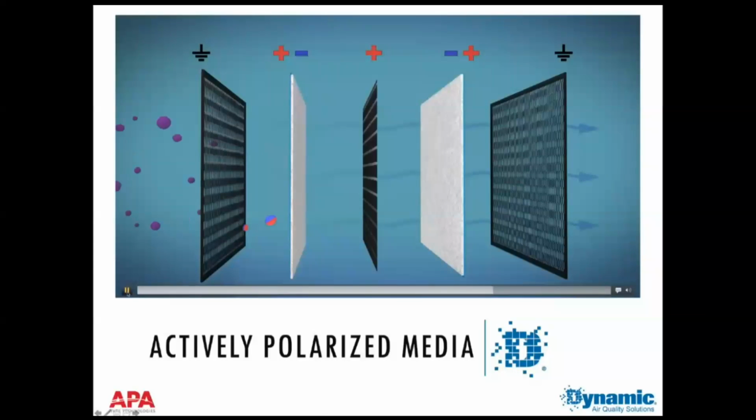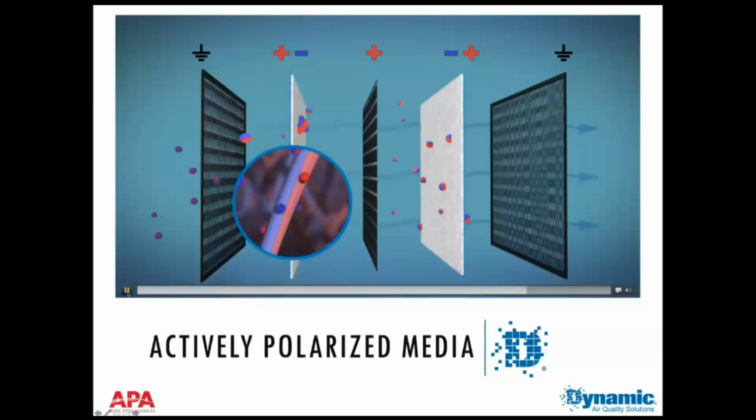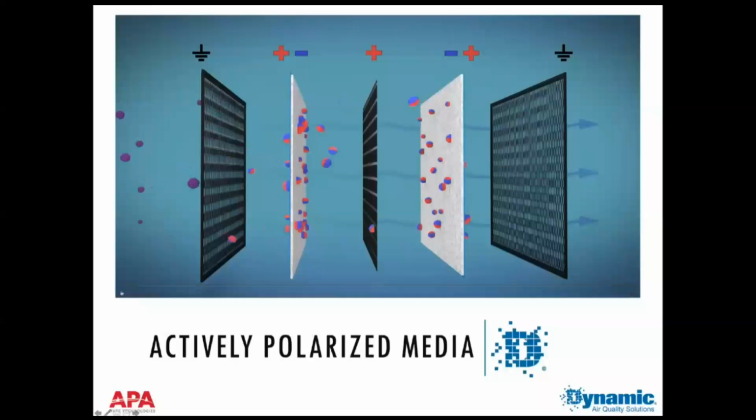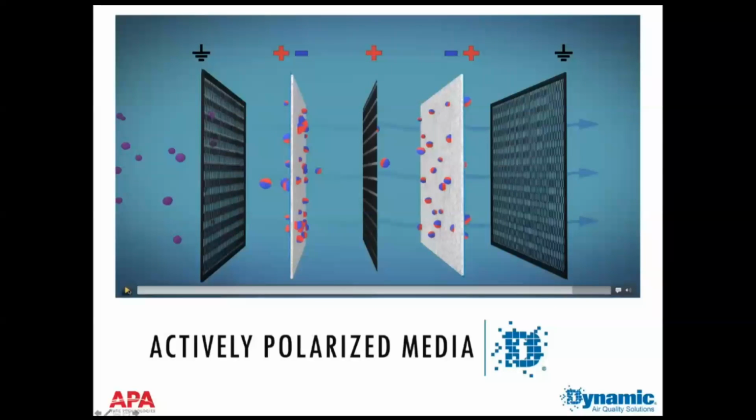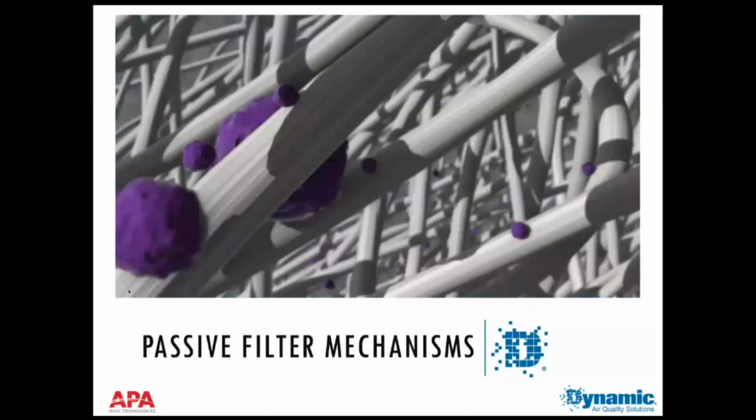So we're not creating any ionization or ozone, but we are creating an electrostatic field that polarizes the fibers on those media pads. As particles come in, the same thing happens to those. They don't get a net charge, but they get a negative side and a positive side, and they stick to the polarized media.